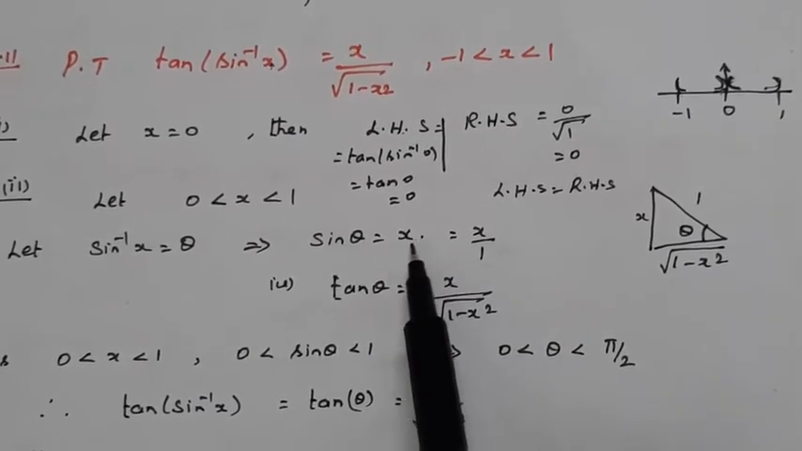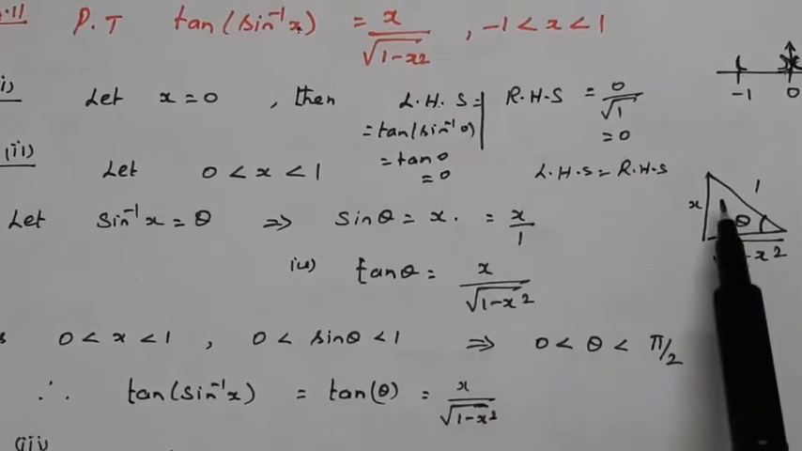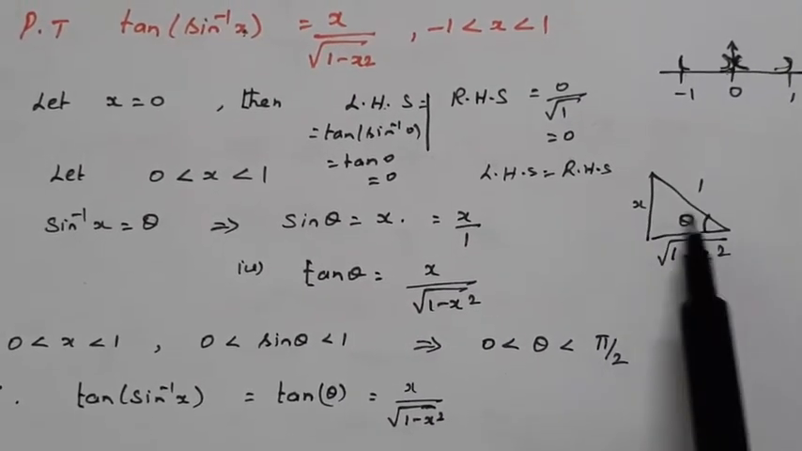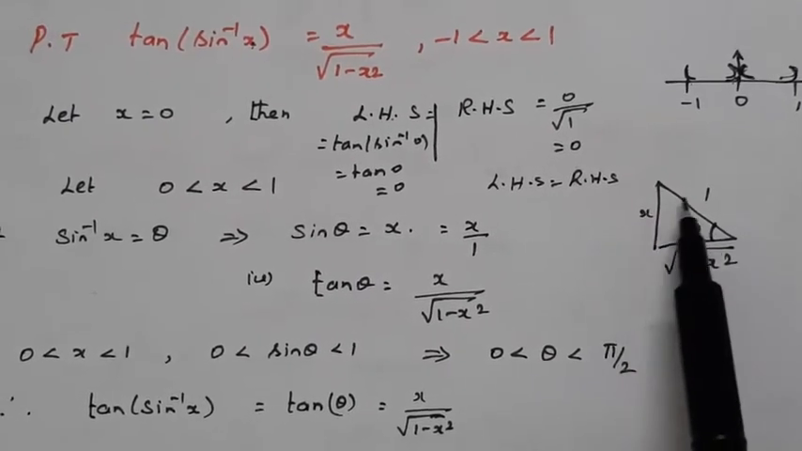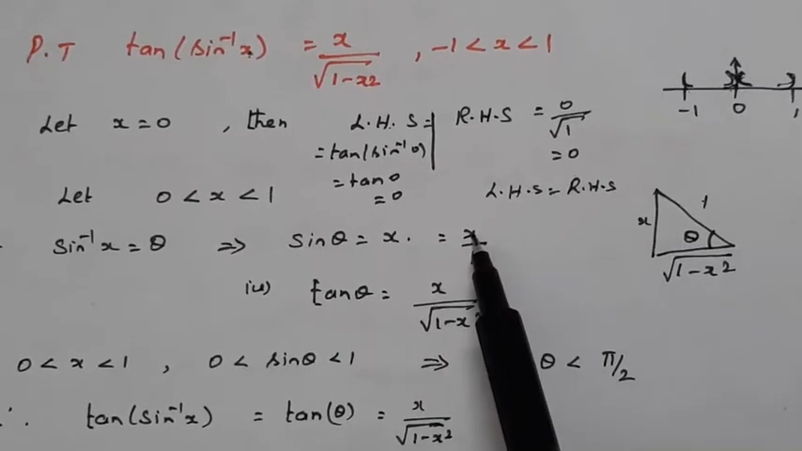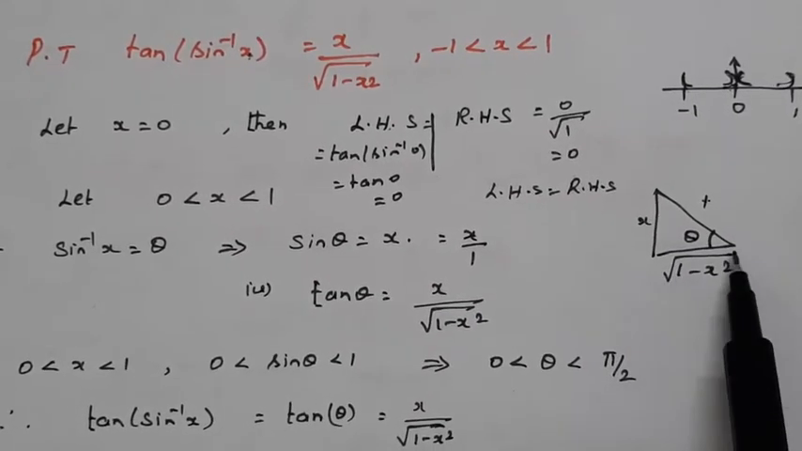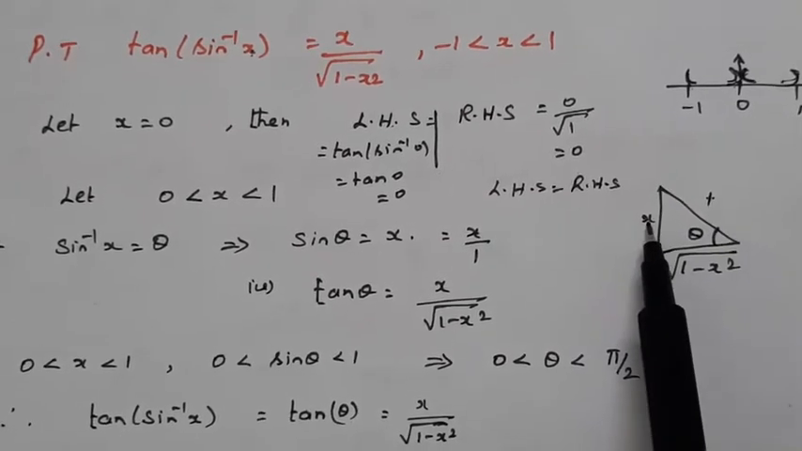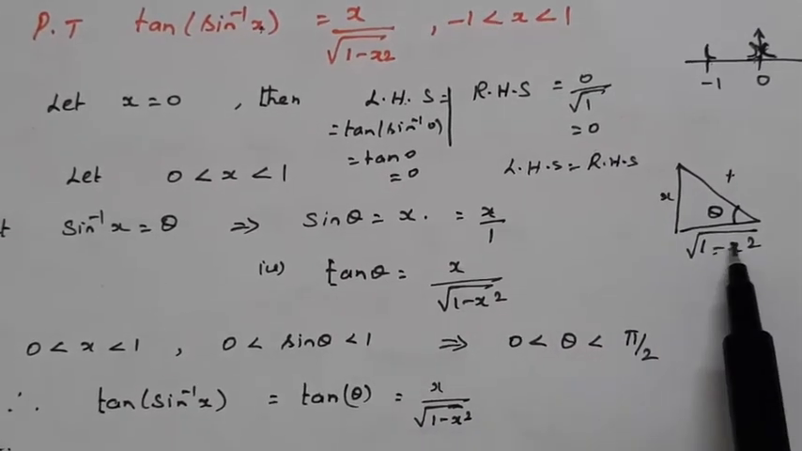Then we can rewrite this x as x by 1. Okay, so sin theta is equal to x by 1 means, by trigonometric ratio, you will have to draw a right angle triangle. This angle is theta. Sin ratio is nothing but opposite side by hypotenuse. So opposite is x and hypotenuse is 1. So using that, let us find out the adjacent side. What is the adjacent side? Square root of hypotenuse squared minus opposite squared, that is 1 minus x square. So this will be root of 1 minus x square.